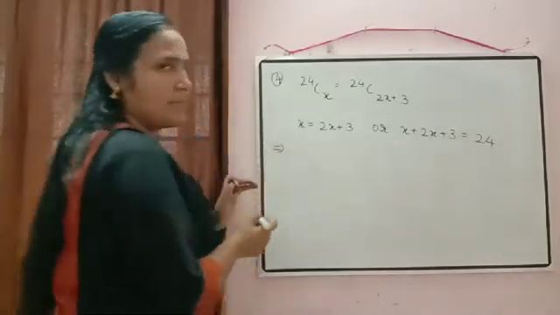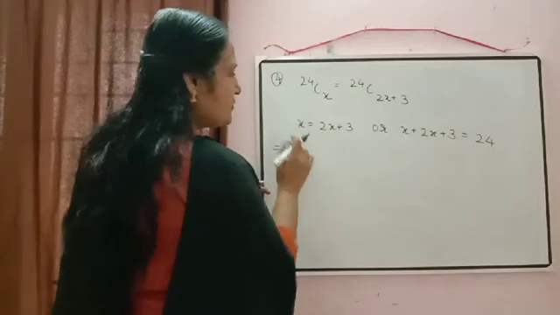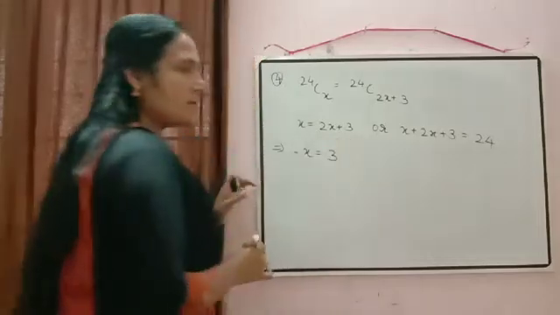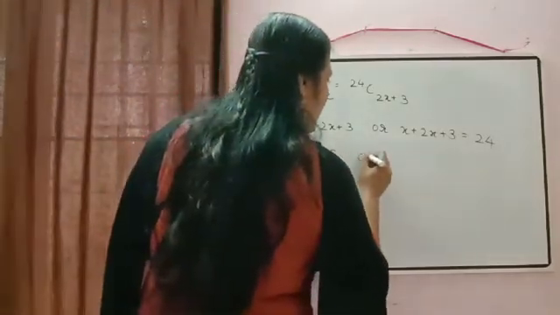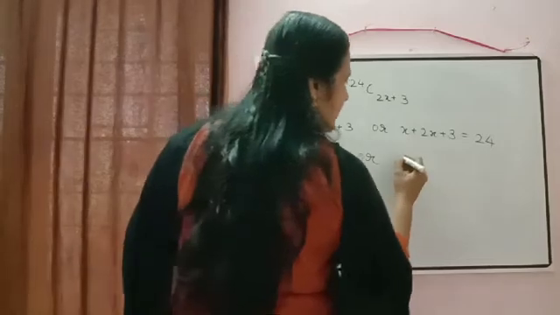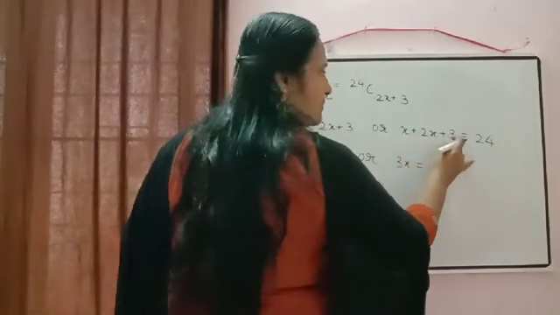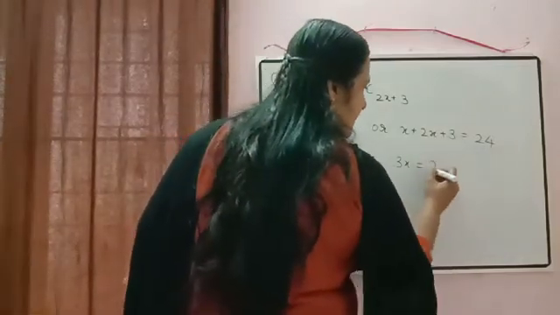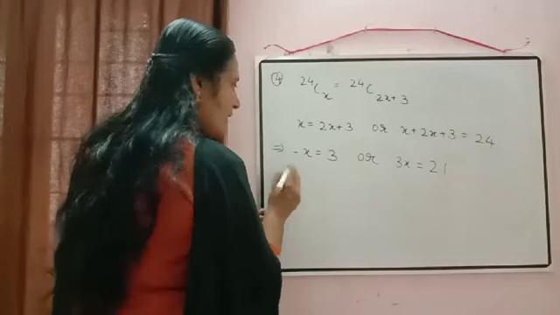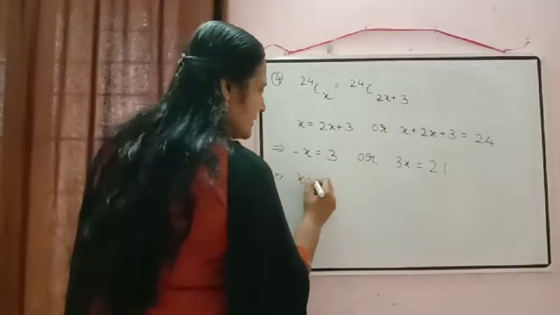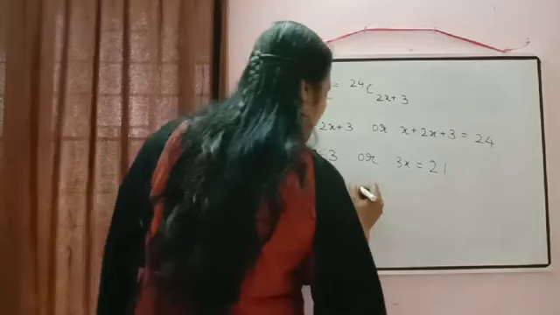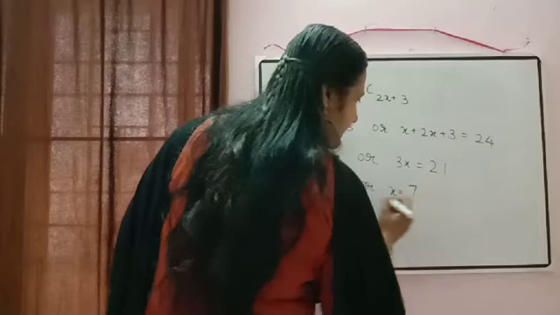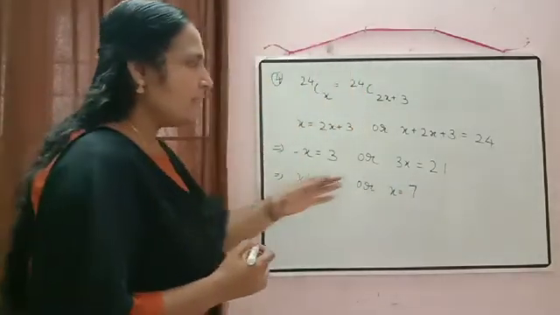Now we can check which one will be possible here. We can shift this 2x here, then what will come? X minus 2x is equal to minus x, minus x is equal to 3. Or here what will come? 2x plus x will be equal to 3x is equal to 3. We can shift to the right hand side, then it will be equal to 24 minus 3, so that will come 21. So here minus x is equal to 3, then we will get x is equal to minus 3. Or here we will get x is equal to 21 divided by 3, so that will come 7. So two values we are getting here.